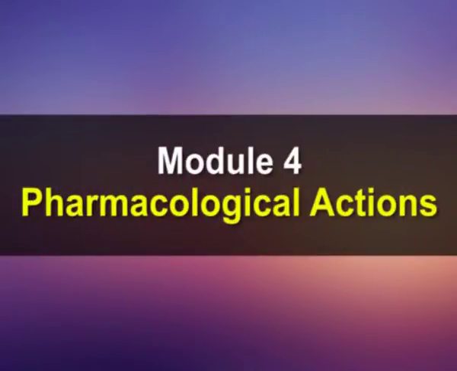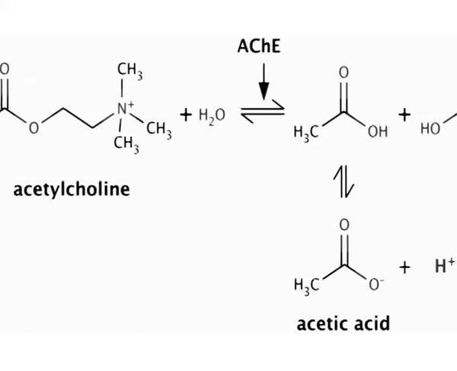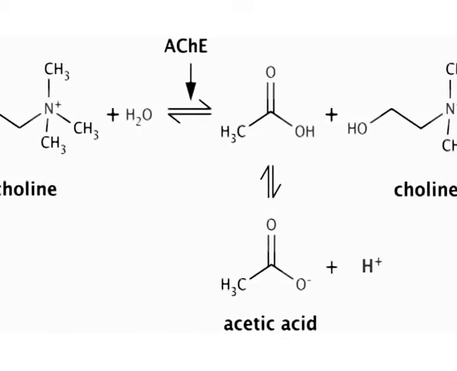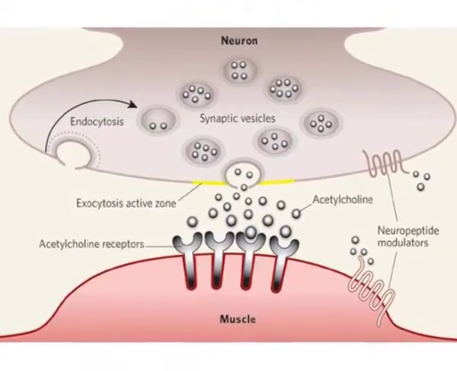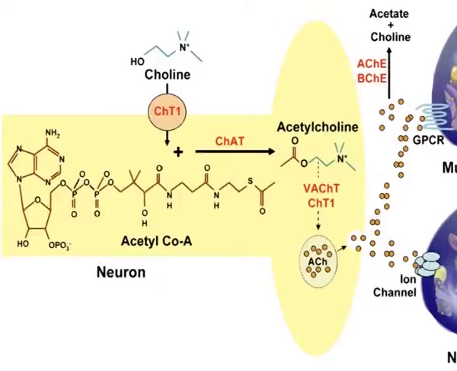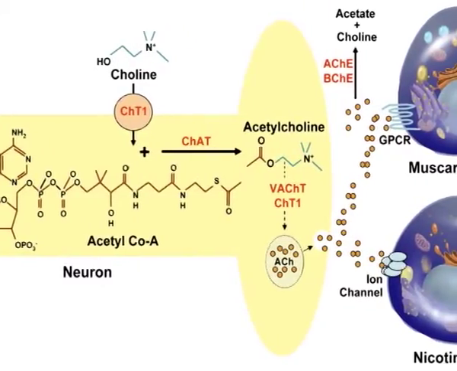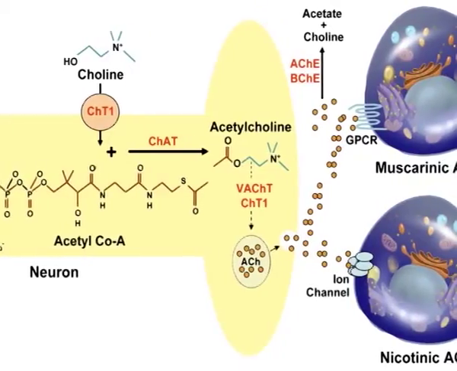Module 4, Pharmacological action. In Module 4, we will discuss the pharmacological action of acetylcholine. Acetylcholine stimulates both muscarinic and nicotinic receptors, thus having a wide spread of activity, and therefore lacks clinical value. Acetylcholine is rapidly hydrolyzed by acetylcholinesterase, which also makes the compound of little or no therapeutic value. It acts on both muscarinic and nicotinic receptors and produces pharmacological action.